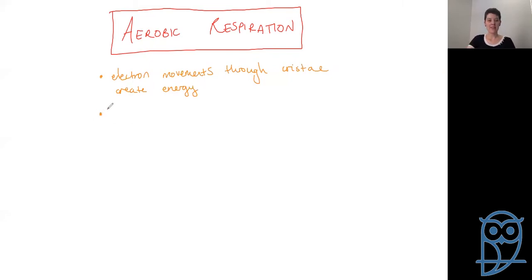But we can't just have energy zapping out of our cristae. We've got to lock it up. We've got to keep it safe. So that is what ATP is there for. That energy that's created by these electron movements is locked into ATP. Where does that happen? In the matrix. And it's all enzyme controlled.